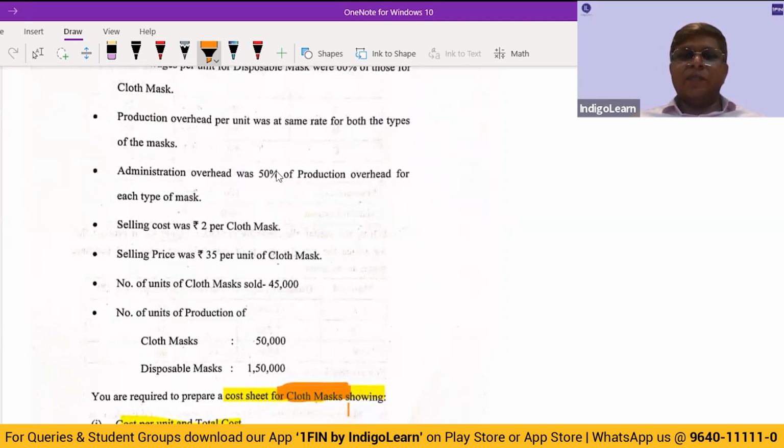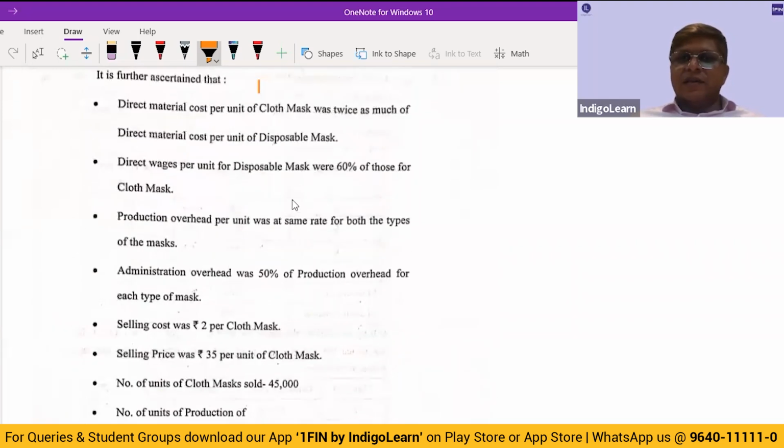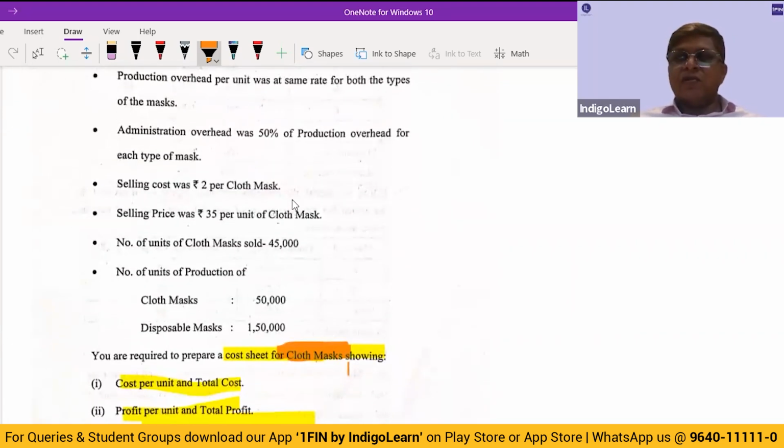Administration overhead was 50% of production overhead for each type of mask. Selling cost was given, selling price is given, number of cloth masks sold 45,000 is given. So a lot of information is there. So this I would say is a little different kind of a cost sheet question.